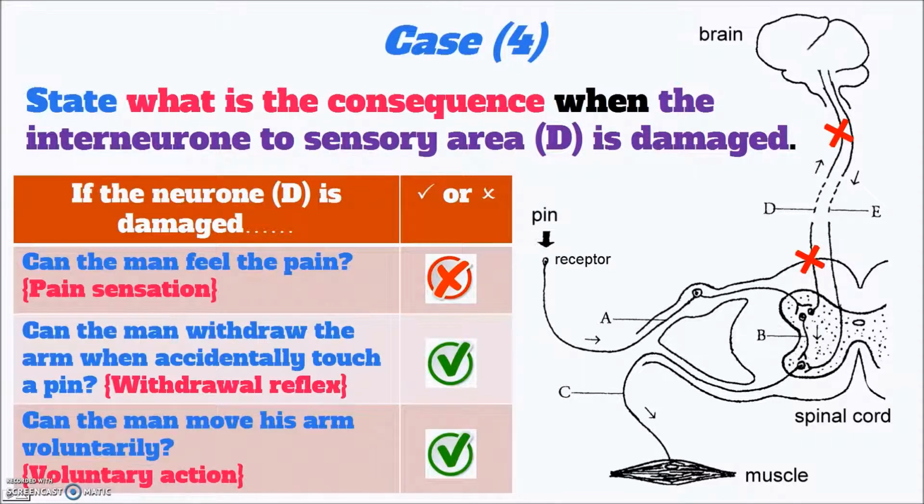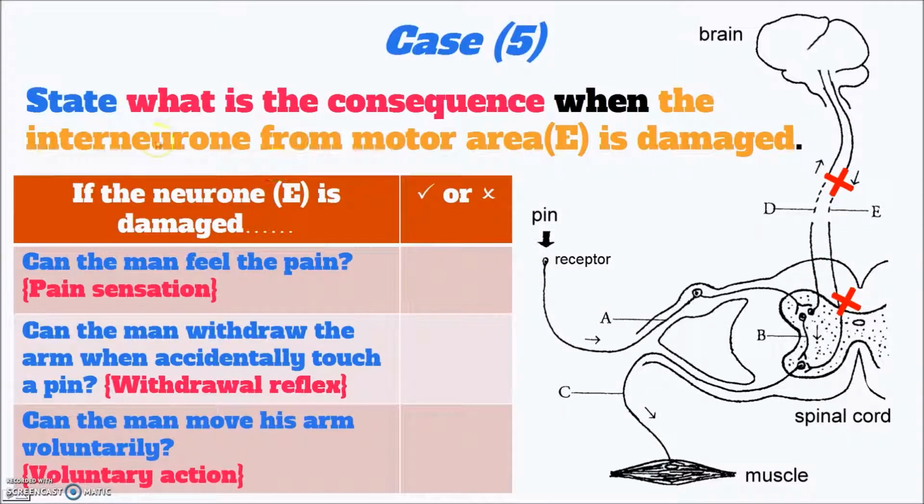So this man may feel very strange. Oh, why is my arm withdrawing automatically, but I cannot feel anything? But somehow he can just take a look at his finger, and then he will find the pin.